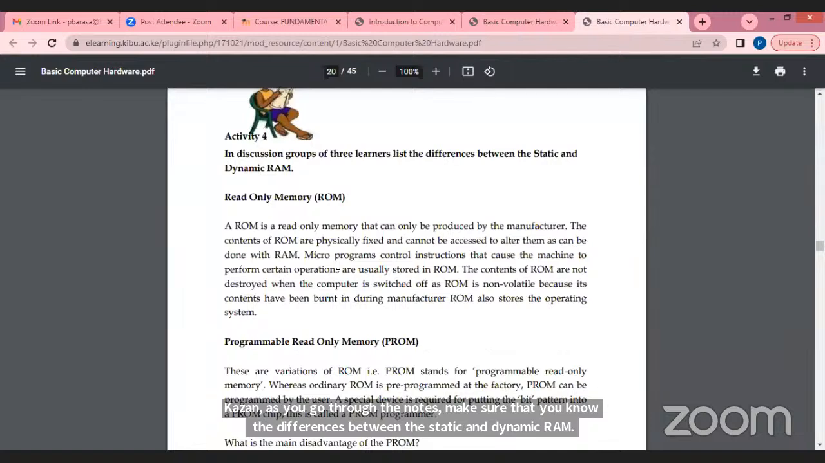Look at it. But we also have the read-only memory, which is called a ROM. It is a read-only memory that can only be produced by the manufacturer. The contents of the ROM are physically fixed.